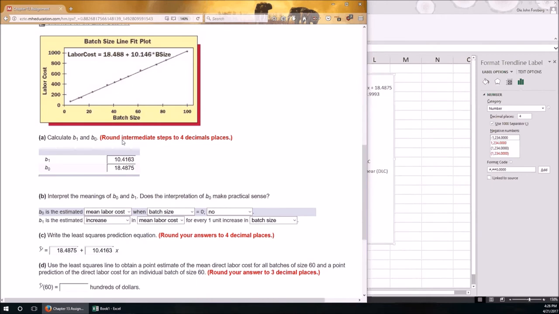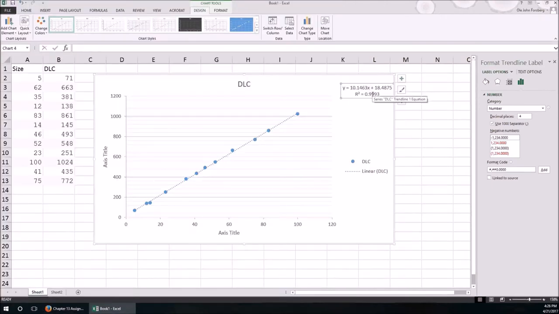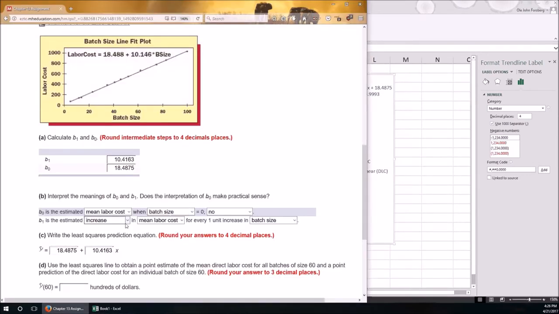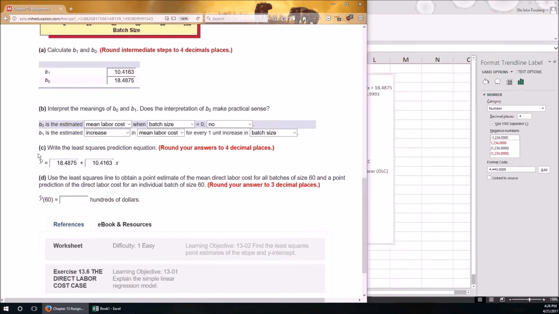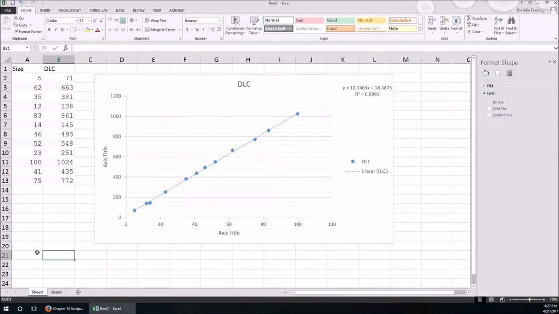Now we're going to use this equation to predict y hat when x is 60. So all we have to do is put in 60 for x and crank through this calculation. Or we can get Excel to do that for us, because, hey, I don't like doing calculations by hand. So there's our x variable, and our y hat is equal to, and I'm looking up here at the equation that we worked with, 10.4163 times our x plus 18.4875. So our prediction for the labor costs is 627.2655 when the batch size is 60.